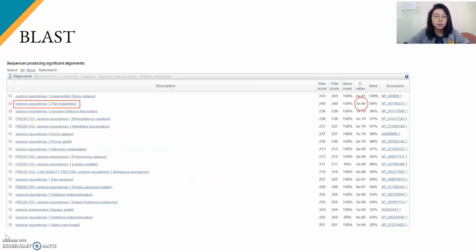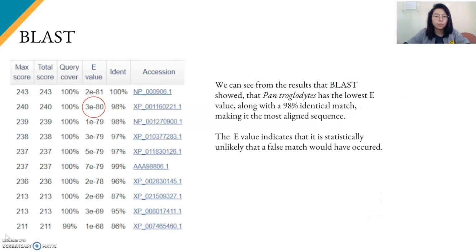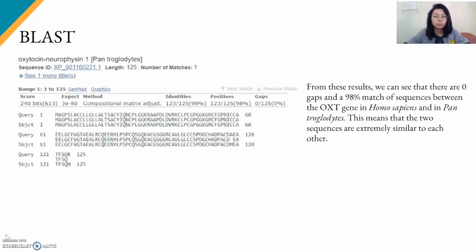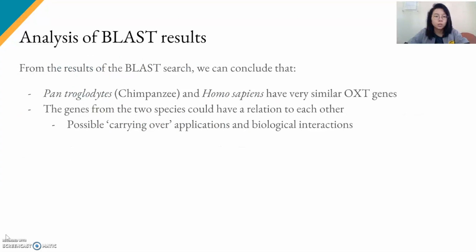As you can see, the E-value for Pan troglodytes is very low, and this indicates that it's very similar to the human oxytocin protein sequence. The low E-value indicates that it's statistically unlikely that a false match would have occurred. So this is the most closely related protein sequence to the Homo sapiens variant. As we can see, there are 0 gaps, and the 98% match of the sequences between oxytocin in Homo sapiens and Pan troglodytes means that the two sequences are very similar to each other.